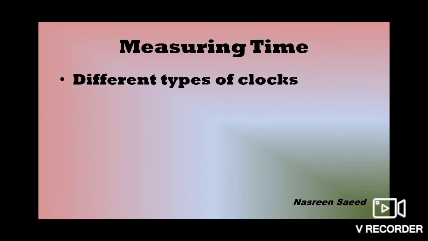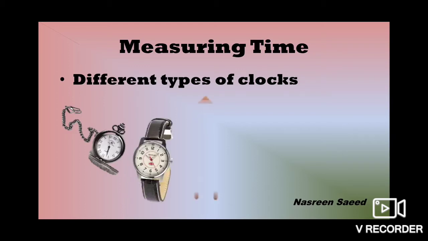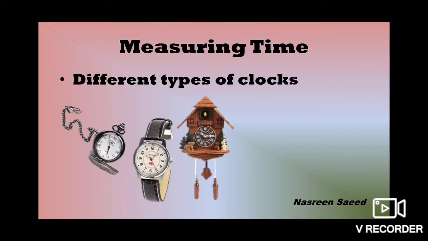Now I have tried to show different types of clocks in this picture. The first one is a pocket watch. It was used in olden days. It was used by gentlemen to keep the watches in their pockets. Then we have the wristwatch. A wristwatch is worn around the wrist.